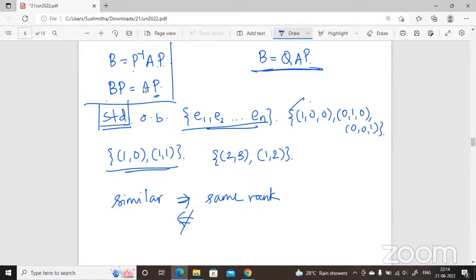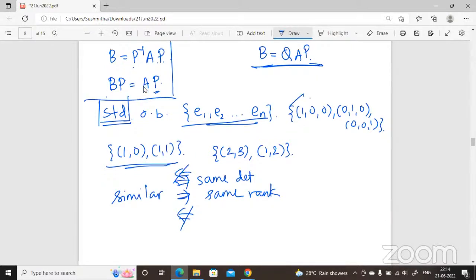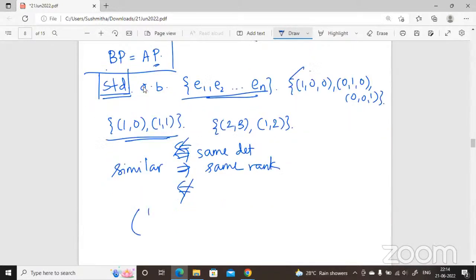But ma'am, what about determinant? Similar implies same determinant, but the converse is not true. If they have the same determinant, then they need not be similar. The simplest example is this: any matrix which is similar to the identity matrix has to be the identity matrix.